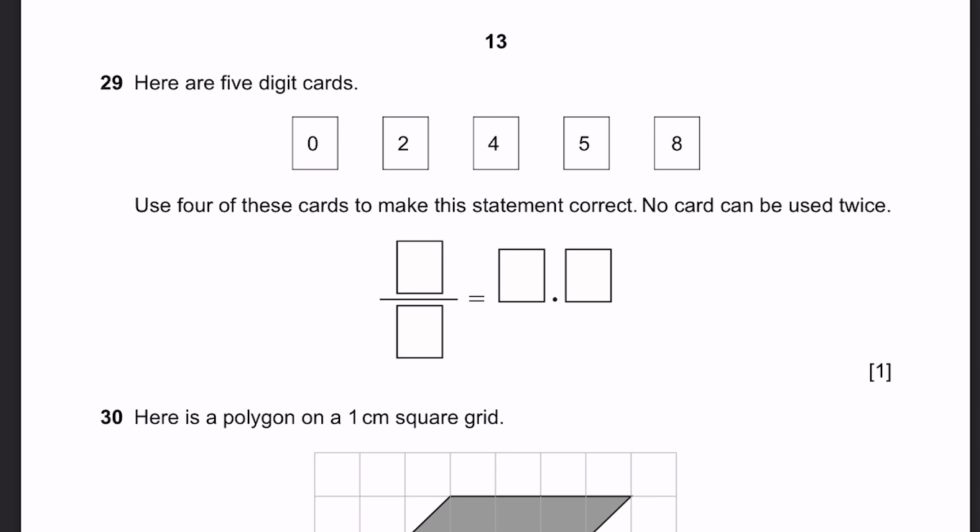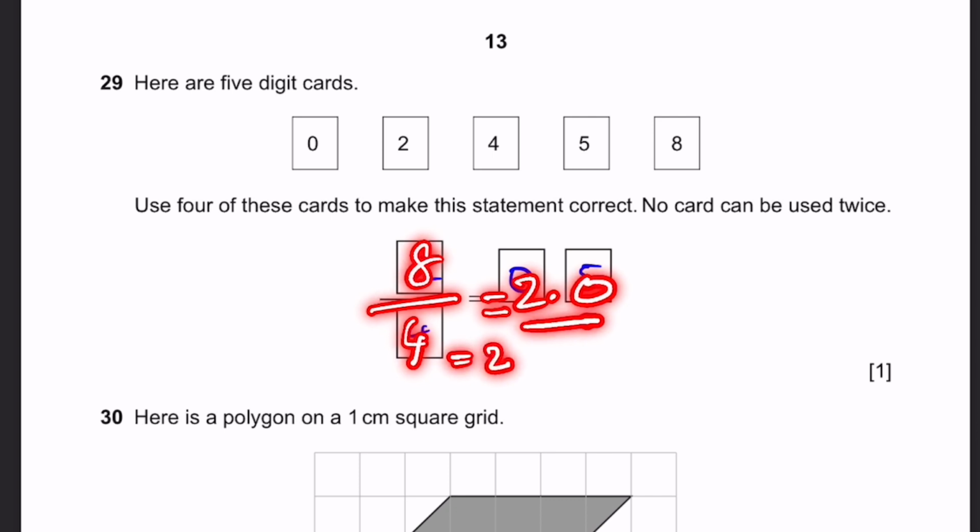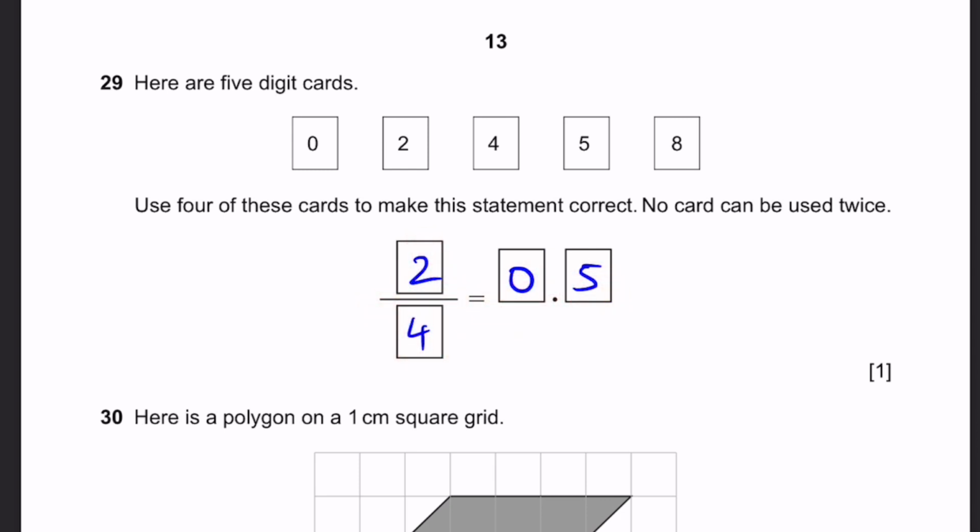There's actually a few answers. One of them can be 2 by 4 is equal to 0.5. It's actually correct since 2 by 4 is half, which is 0.5. Another one can be 8 by 4 equals 2.0. 8 by 4 is equal to 2, which can also be written as 2.0. And also you can write 4 by 5 is equal to 0.8. That is also a correct statement.